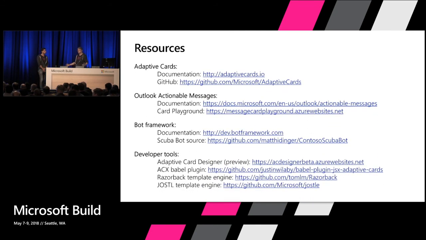So if you want to get started, Adaptive Cards is at adaptivecards.io. You will find the link to GitHub over there. You have that Connect section at the top in the toolbar. The Scuba bot source code is live right up there. The whole bot from the Cortana interaction, you can get that today and play with it.